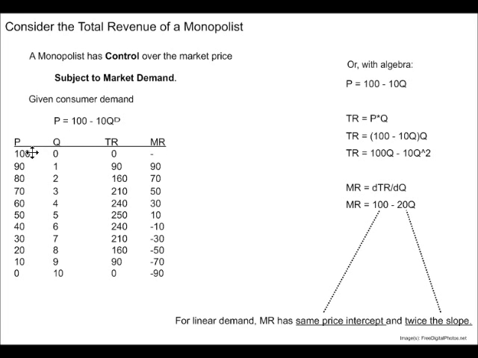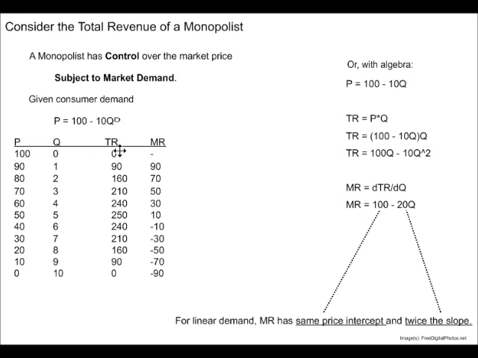At a price of 100, this monopolist is not going to sell anything. If you take P equals 100, substitute 100 in for P and solve for Q, Q equals 0. Well, that makes sense, right? At a price of 100, you don't have any customers. Two other ideas to throw on here: total revenue and marginal revenue.